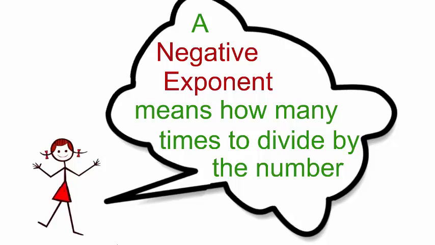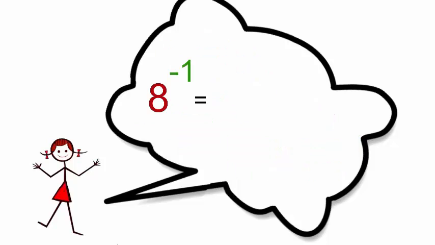Negative? What is the opposite or inverse of multiplying? Isn't it dividing? A negative exponent means how many times to divide by the number. So, 8 to the power minus 1 is nothing but 1 divided by 8. The exponent was minus 1, so you're dividing 1 time.